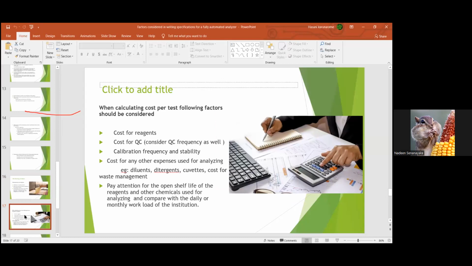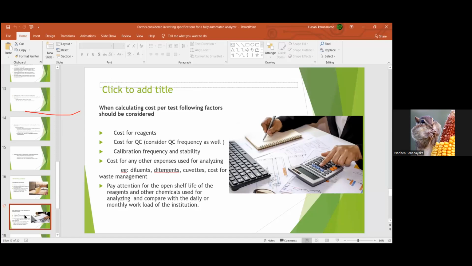I have mentioned those things again here. When calculating cost per test, the following factors should be considered: cost for reagents and cost for QC, depending on the frequency of the QC, the calibration frequency and the stability, and cost for any other expenses used for analyzing, that is diluents, detergents, and cost for waste management. And you have to pay attention to the open shelf life of the reagents and the other chemicals used for analyzing, and compare with the daily or monthly workload of the institution.